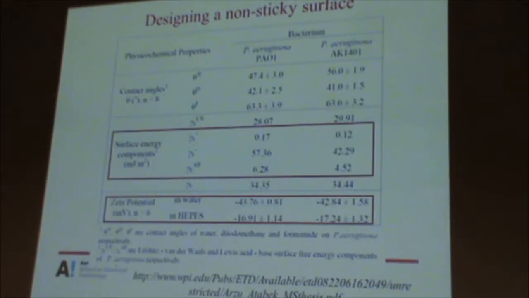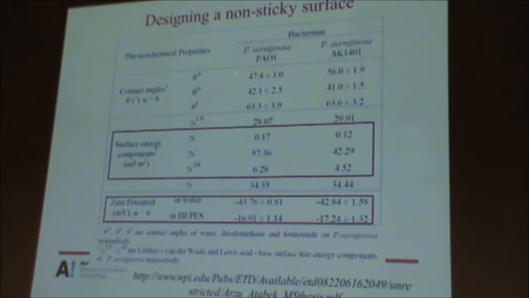But here I've summarized their results. For example, what they do is, as I told before, you have three components that you need: a van der Waals component, an electron donor component, and an electron acceptor component. Okay, so you need three variables.